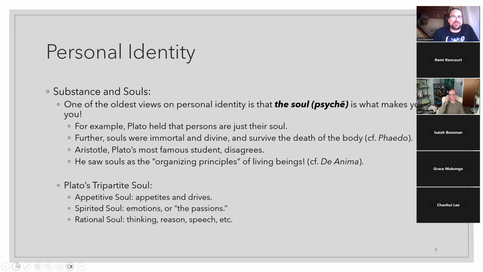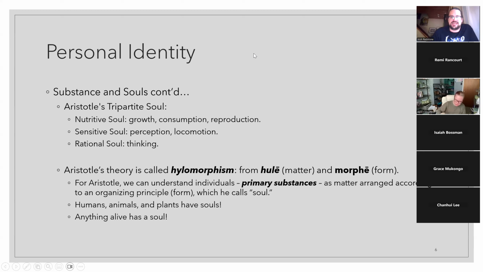Aristotle also makes a division similar to this, but it's not exactly the same. Everything that is alive has, again, some organizing principle that organizes the matter into a living form. And for Aristotle, the most basic organizing principle that everything needs to have is a nutritive soul. That is what is responsible for growth, consuming food and water, reproducing, right? All living things have a nutritive soul, Aristotle said. Plants, for example, only have the nutritive soul and nothing else.